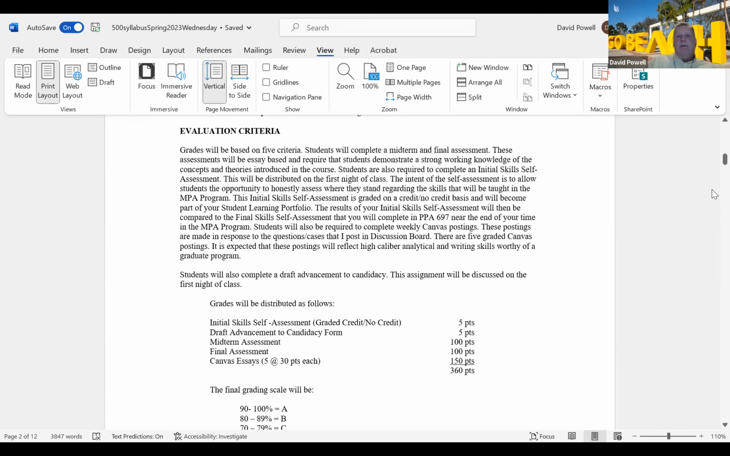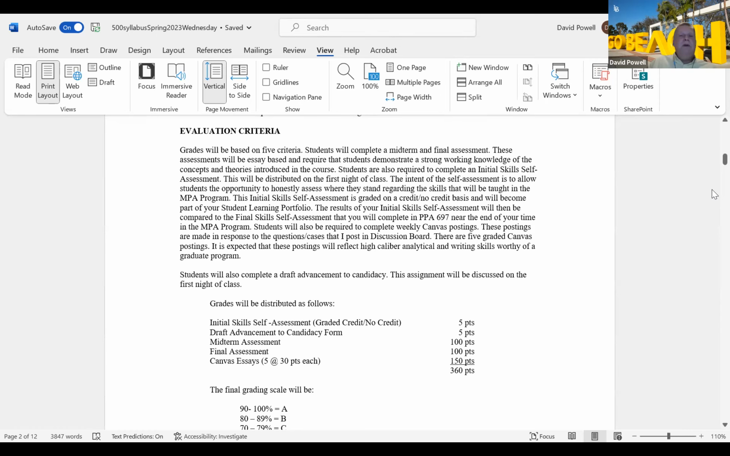Then another assignment that we have is what we call the draft advancement to candidacy form. Now, if you are in the MPA program and you attended Dr. Matthews' orientation session, you know that one of the administrative requirements is you have to complete an advancement to candidacy. The advancement to candidacy is essentially just a listing of the courses that you plan on taking in your time in the program. So it's kind of your program of study.